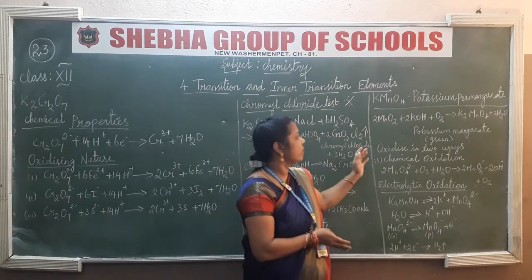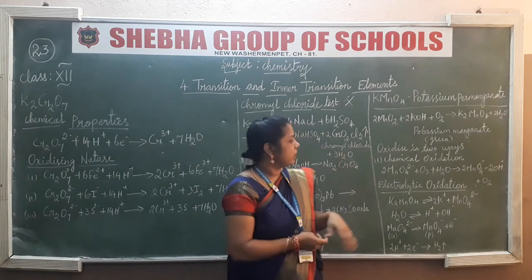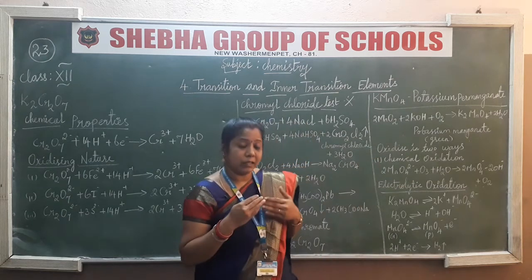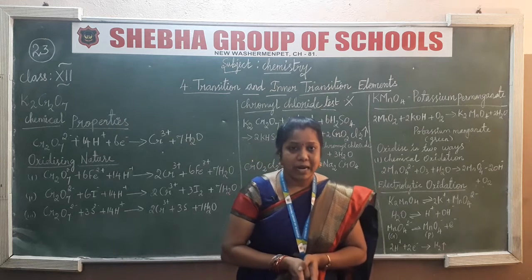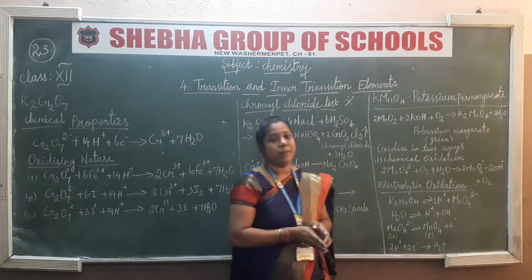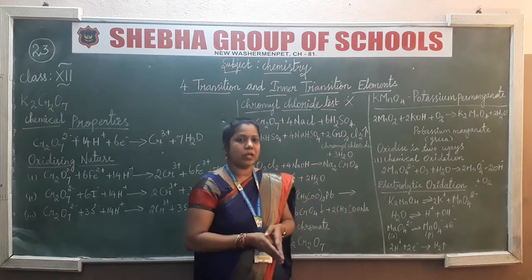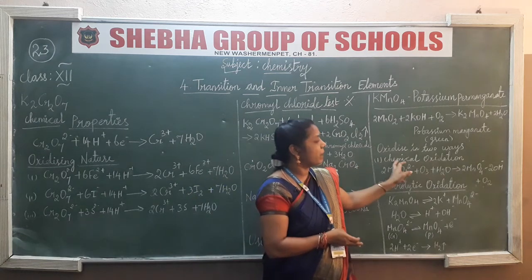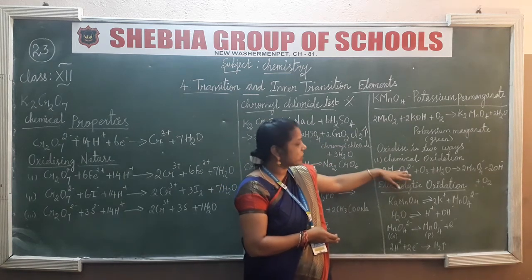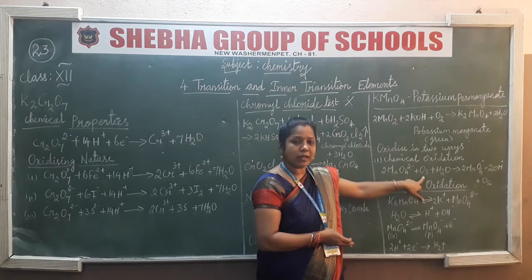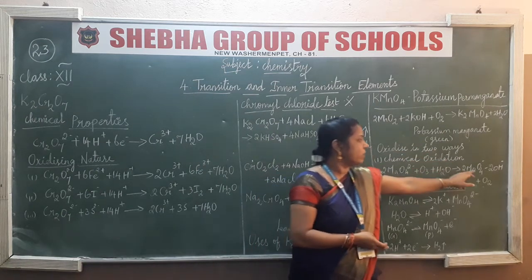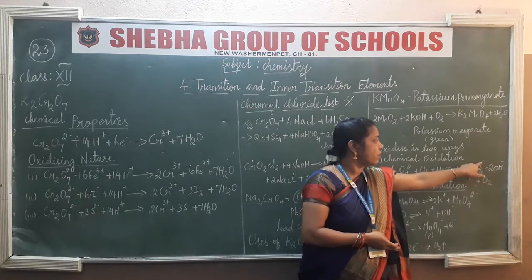In this way, it is classified into 2 types, that is chemical oxidation and electrolytic oxidation. Through these 2 types we can prepare potassium permanganate. First we go for chemical oxidation, which also uses an oxidizing agent. So manganate, MnO4 2-, along with ozone and water molecules, we can get MnO4-, the permanganate ion.